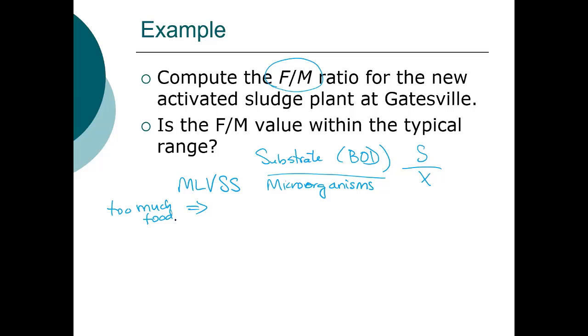So if we have too much food, we're going to have leftovers. What does that mean in this system? You have suspended solids, or you have stuff escaping the system. Exactly, you have stuff escaping the system. So now we've got a high effluent BOD.